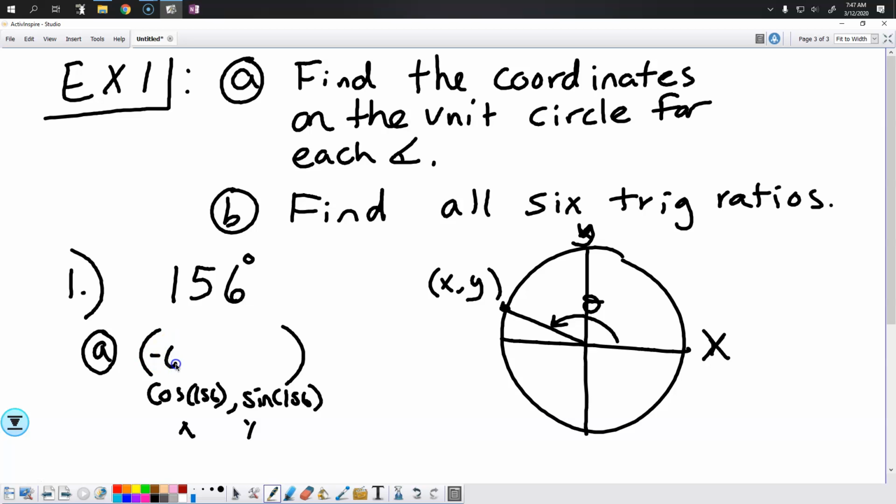So we're going to say negative 0.913 for the x. And then for the y, I'm just going to round to the thousandths place. So there you go. That's the coordinates of that point. Weird, but there it is.